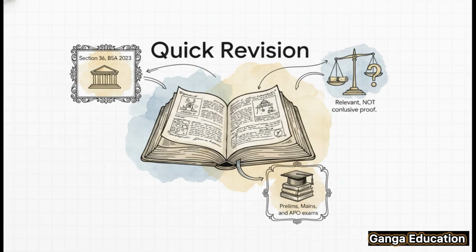Okay, let's wrap up with a very quick revision to make sure this sticks. First, we're talking about Section 36 of the BSA 2023. Second, the core concept. Judgments on public matters are relevant, but they are not conclusive proof. And third, remember its high importance for your prelims, mains, and APO exams.